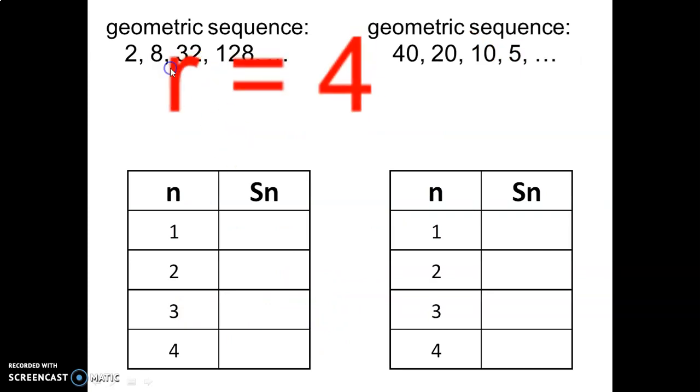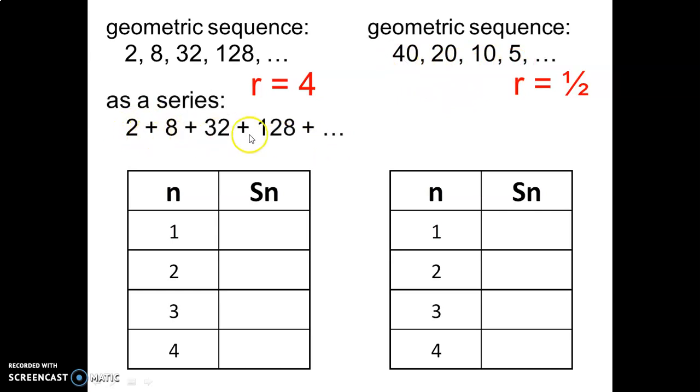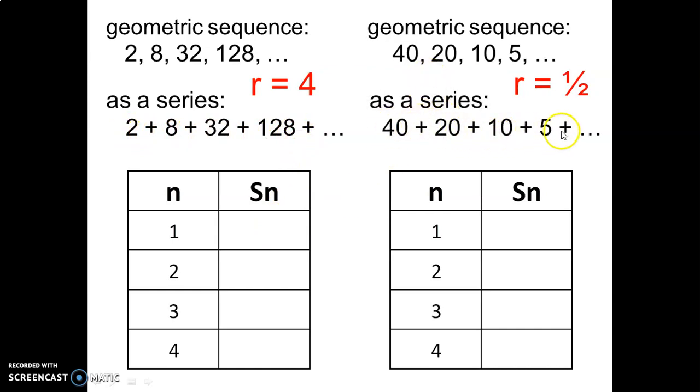Here's a geometric sequence. r value is 4, multiplying by 4. Here we have another geometric sequence. r value is a half. We're multiplying by a half. So in the first one, written as a series, we're going to say the sum of terms. And here written as a series, we also have the sum of the terms.